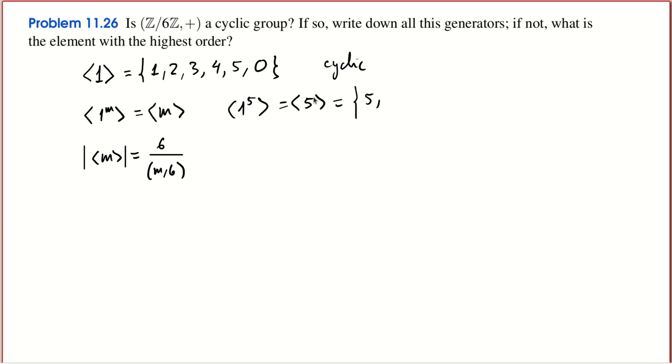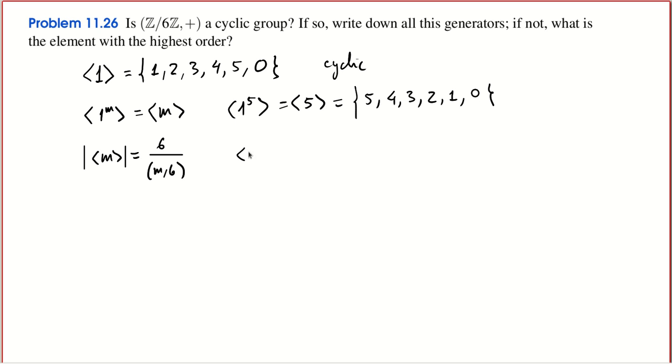10 is 4 modulo 6. 4 plus 5 is 9. 9 is 3 modulo 6. 3 plus 5 is 8, which is 2 modulo 6. And 2 plus 5 is 7, which is 1 modulo 6. And of course, 1 plus 5 is 6, so 0 modulo 6. So you generate the group just in reverse order from this one. Well, the other elements, of course, have smaller subgroups.